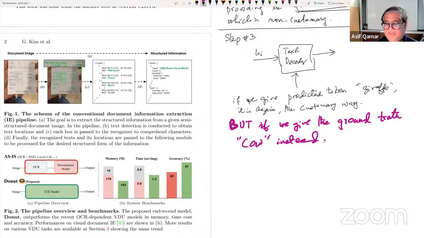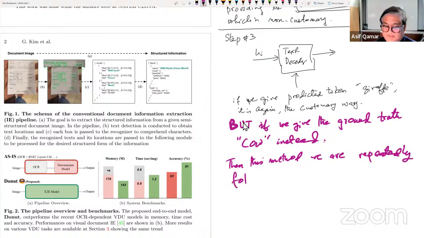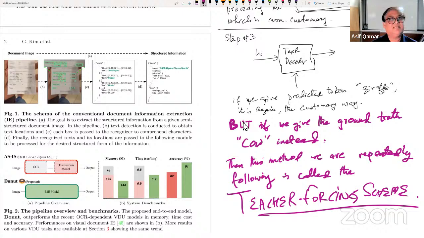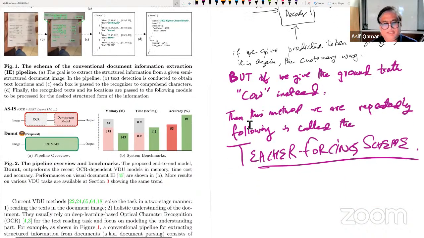So if we repeatedly, instead of giving the prior predicted token, we give the ground truth, this method we are repeatedly following is called the teacher forcing scheme. It's a choice. Actually, if you go back and look at the original transformer, I think they used the teacher forcing scheme to train the original decoder. I'm not sure, but I'm pretty sure they did that.